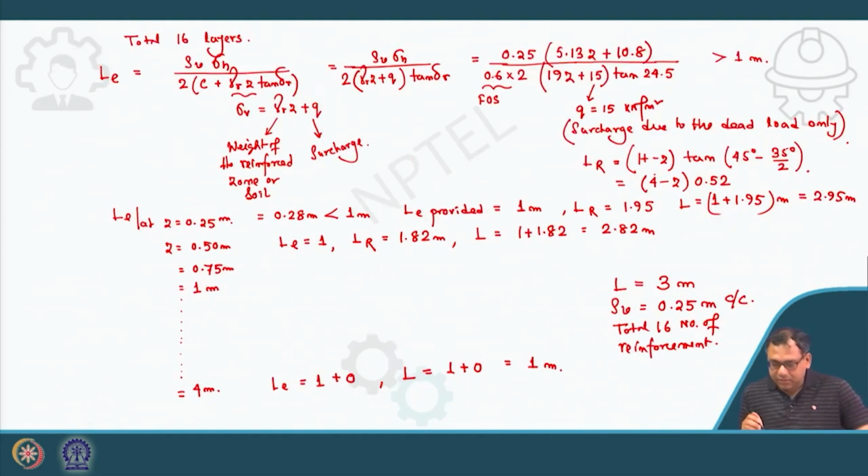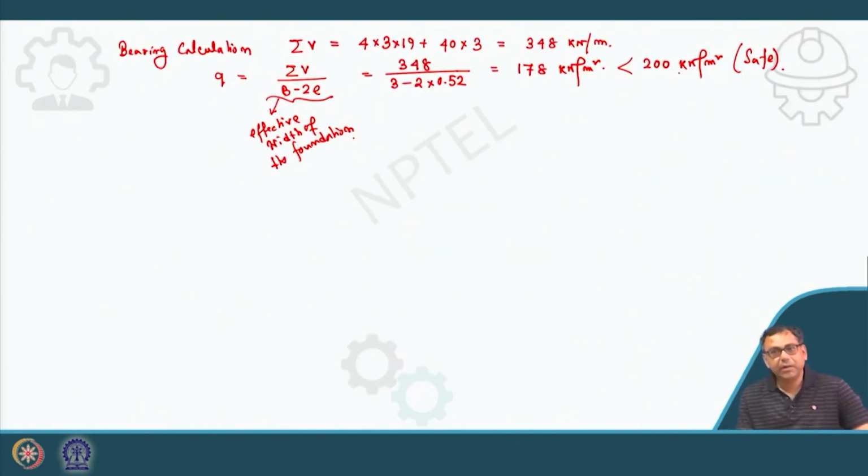Okay, and remember that when you calculate Q allowable, the settlement is also considered. That means the settlement check is done. So this is under static condition, this is safe. Now I will consider the seismic load.